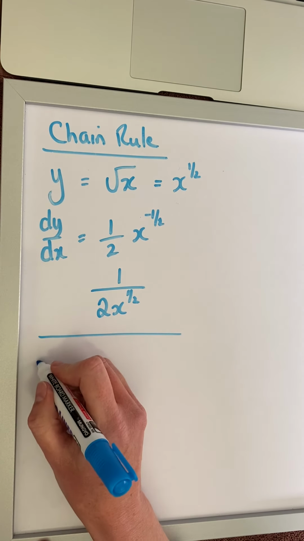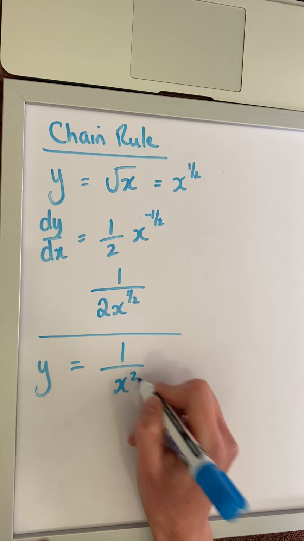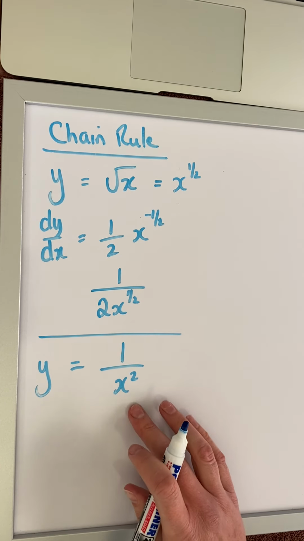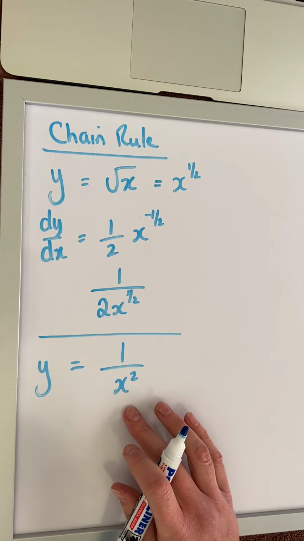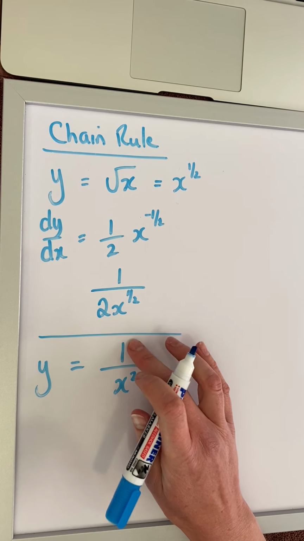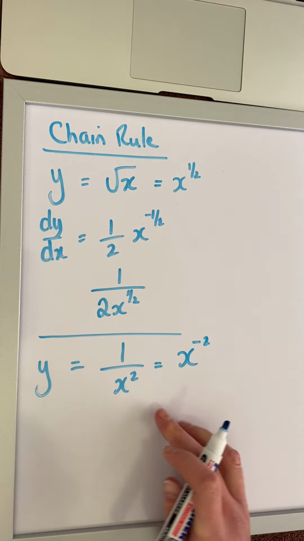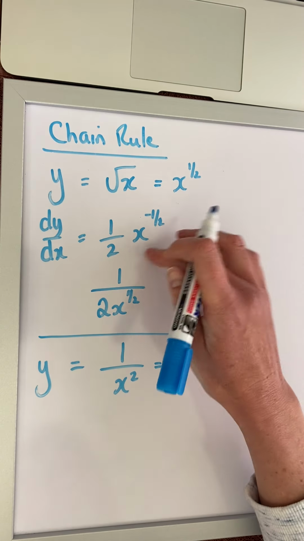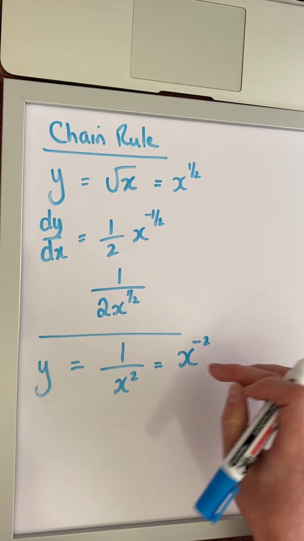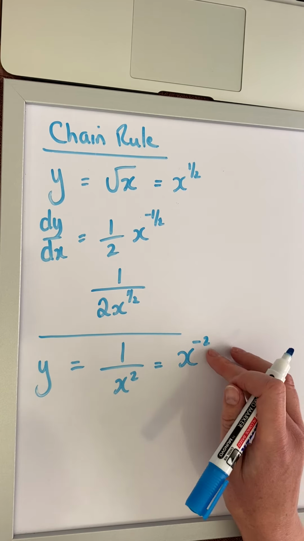Another type of question that can come up is, say for example, we have y is equal to 1 over x squared. Now we can deal with this using our quotient rule if we prefer, but because we have a single fraction with 1 as our numerator, we can actually write that as x to the power of minus 2. So we're using the same idea as here. Using our index rules, we're bringing that x to the top of the fraction line, but remember when the power comes up, we change it to a negative power.